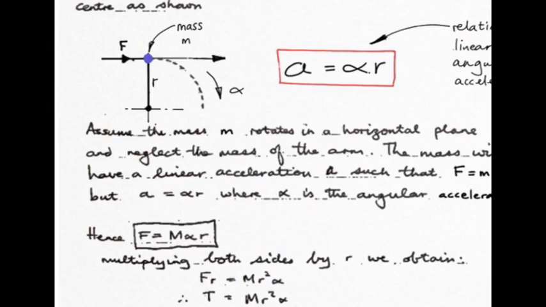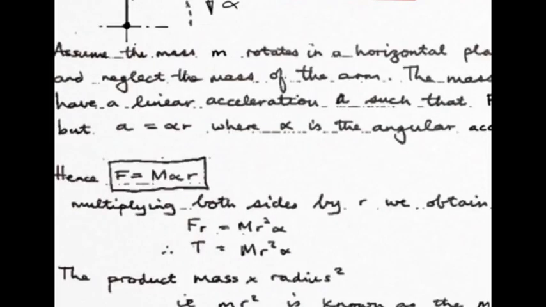So the tangential force required to accelerate the blue object in its circular path would be its mass multiplied by the desired angular acceleration multiplied by the radius. At this point we can multiply both sides of the equation by radius. You'll see why in a moment.